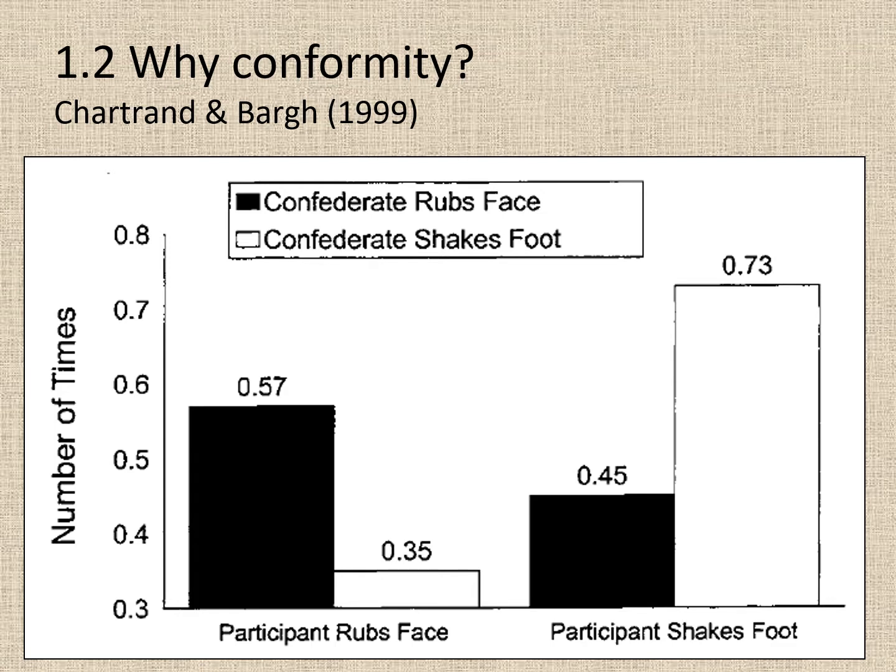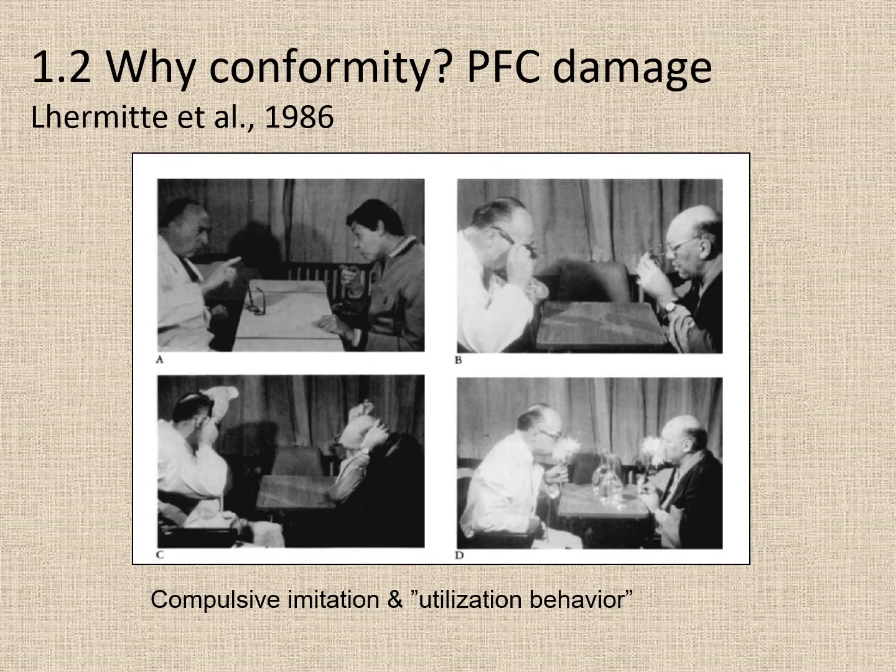Then we could, of course, ask, what happens if we take the prefrontal cortex out? What happens then? Well, of course, a lot of things might happen. But there is a group of patients that has been described, for instance, in this paper. So we have patients with prefrontal damage who show compulsive imitation. They can't help but to imitate.